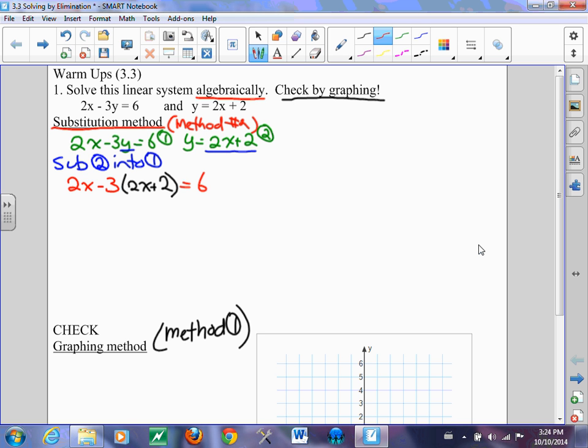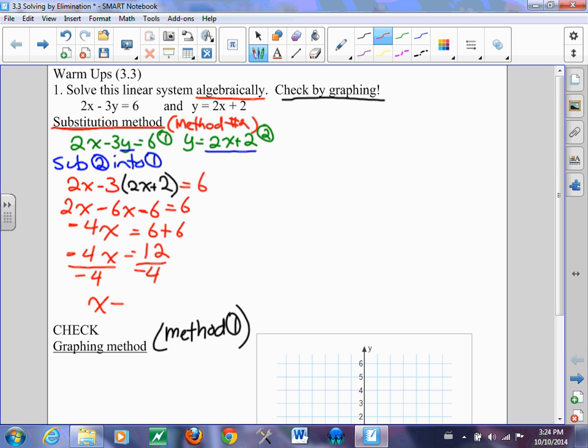Notice now that when you've substituted, there's no y variable, so we're going to use our simplification of a linear equation to get x by itself. So it's going to be 2x minus 6x minus 6 equals 6. How many x's do we have on the left? We've got negative 4x. I'm going to bring that negative 6 over and add it to the other side. So I've got negative 4x equals 12. To get x by itself, you divide both sides by what x is currently being multiplied by, which is negative 4. Simplify through, and you get x equals negative 3.